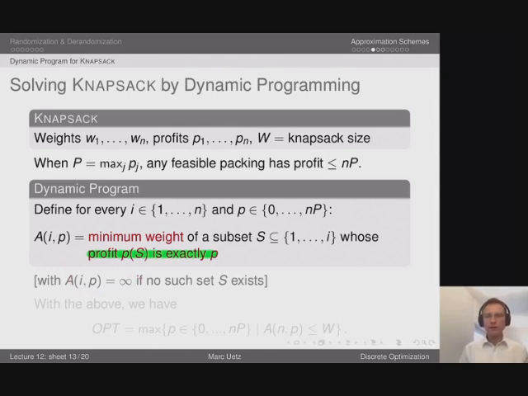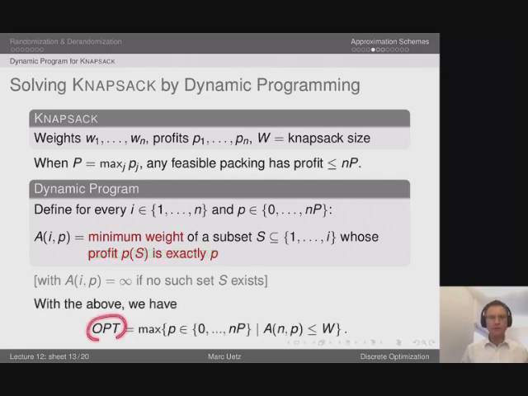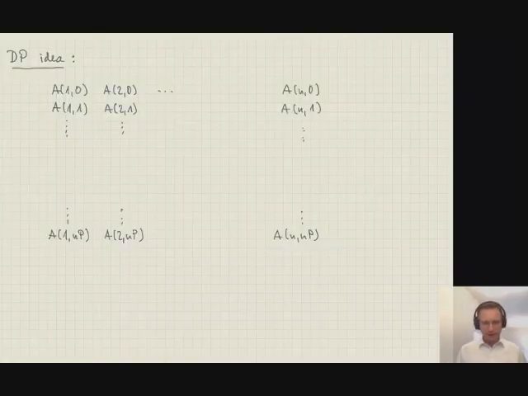Now, how can I find back the optimum solution value? Well, the optimum solution value will be the maximum profit such that the total weight is at most W. That would correspond to a subset that still fits into the knapsack and achieves maximum profit. And notice that in this definition, I take A(n,p), which means I'm allowed to select all the items up to n. Let me explain that in a little illustration, which I think helps.